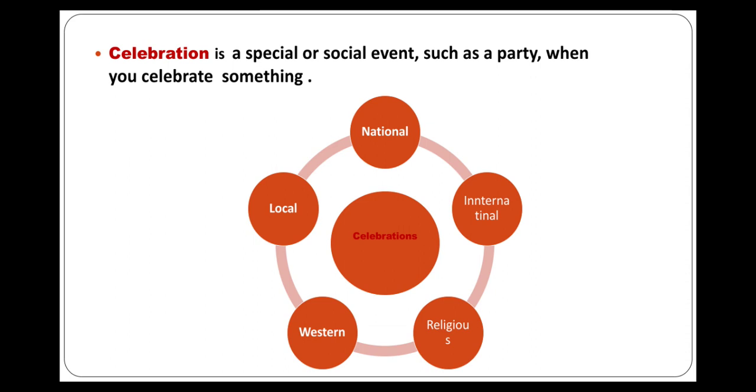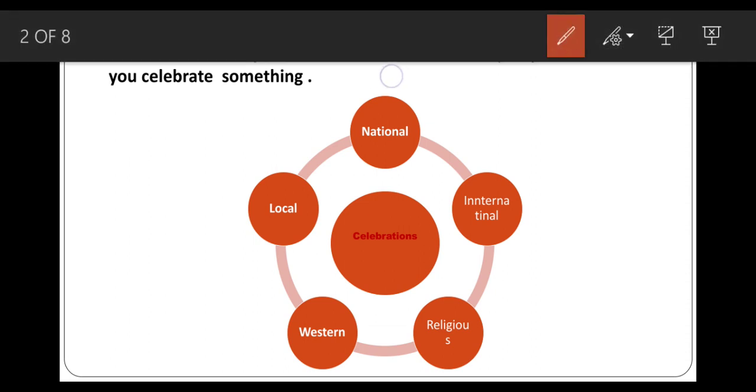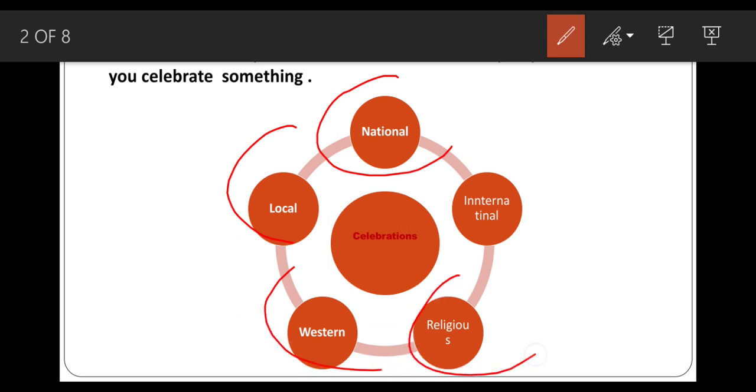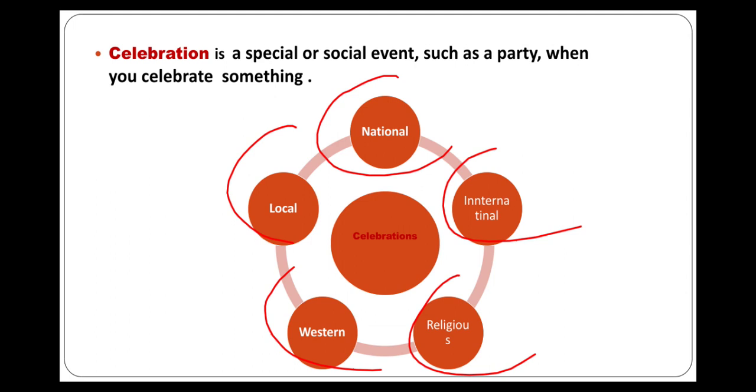Celebrations can be classified into 5 types. So a celebration can either be national, local, Western, religious, or international. Now, by national celebrations, we mean those events that are celebrated by everybody in the country.